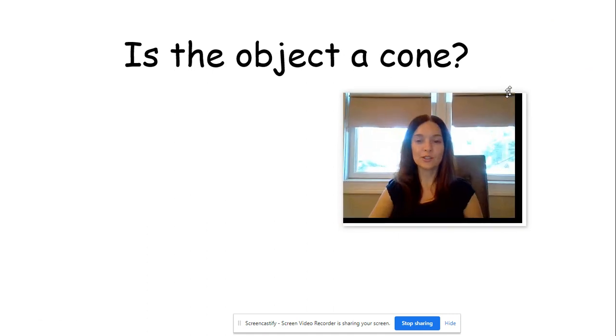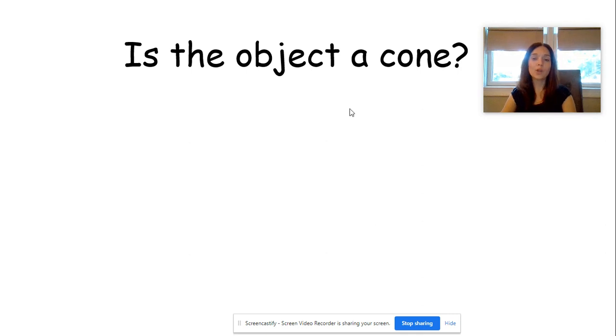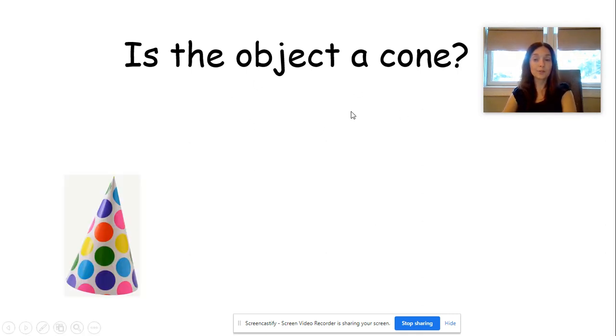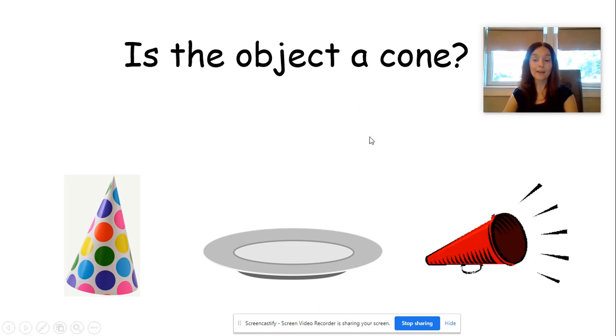Look at some pictures and you'll tell me, yes, is it a cone, or no, it's not a cone? So first picture, it's a party hat. What do you think? Is it a cone? Next we have a plate, a cone, and a megaphone. Right? If you've ever seen a megaphone, you talk in one side and your voice gets loud when it comes out.